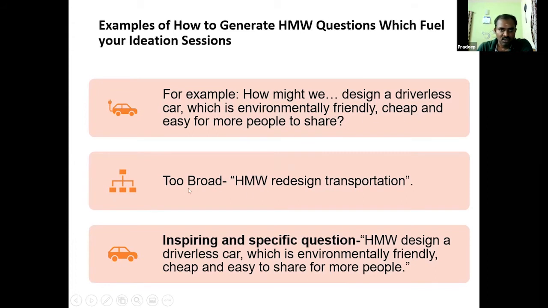The broad question is: how might we design transportation? When it comes to the inspiring and specific question, we can have: how might we design a driverless car which is environment friendly, cheap, and easy to share for more people. After some time, based on the customer journey map and empathy map, we identify some problem segments, and based on that, we need to create problem statements. We will do that exercise after some time.